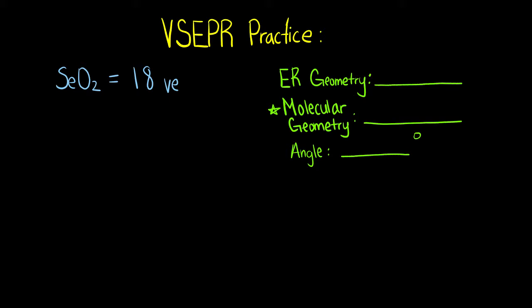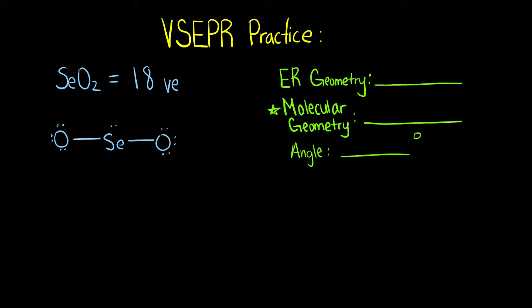Selenium dioxide has 18 valence electrons, with selenium in the middle and two oxygens around it. If you bond them once and then do your spreading of your valence electrons, 1, 2, 3, 4, 5, 6, 7, 8, 9, 10, 11, 12, 13, 14, and of course the 15, 16, 17, 18 that were originally in our bond, we have this as our first step.